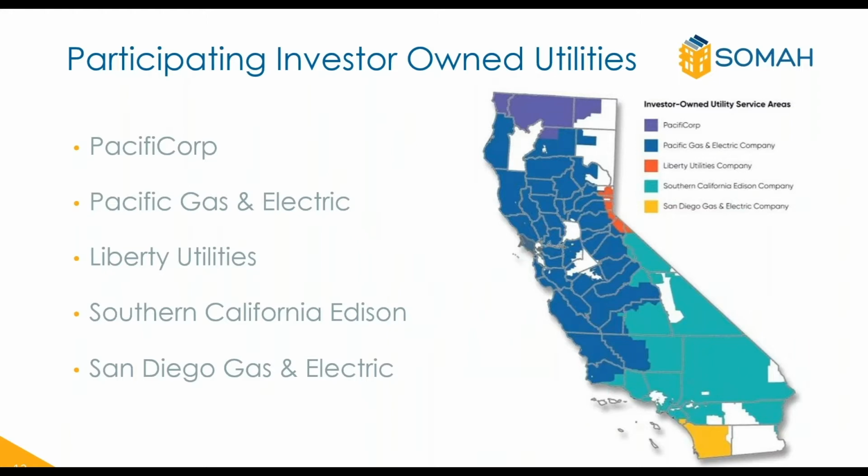To give you an idea of where SOMAH projects might take place, this map shows the eligible SOMAH IOU territories. PacifiCorp in purple in the far Northern California, PG&E in dark blue, Liberty Utilities in red near the Tahoe area, Southern California Edison in turquoise, and San Diego Gas and Electric in yellow. Properties in municipal utility territories are not eligible for SOMAH.